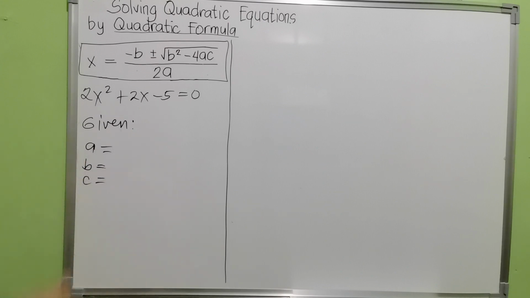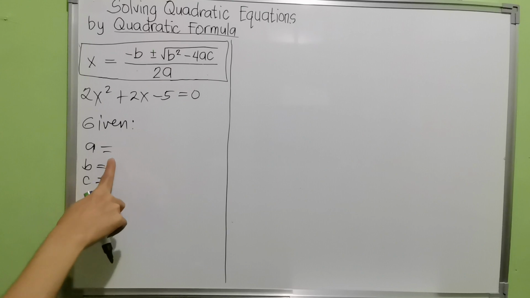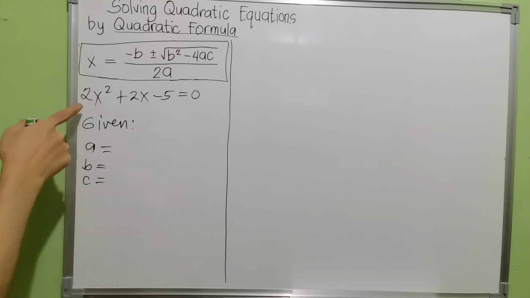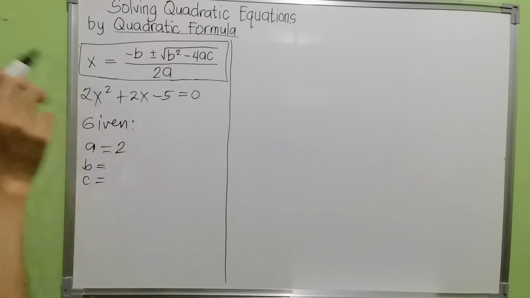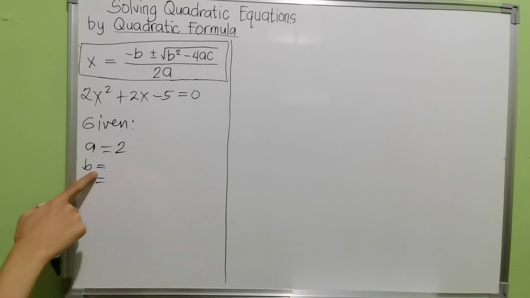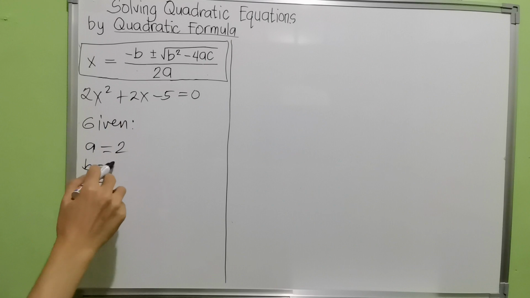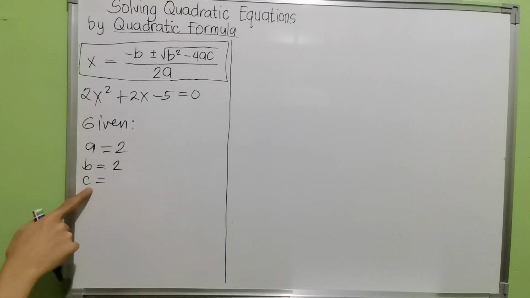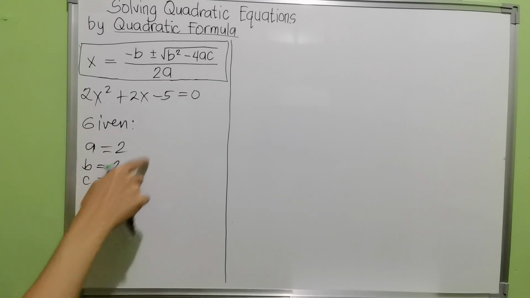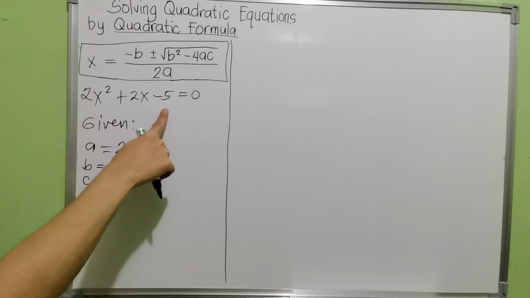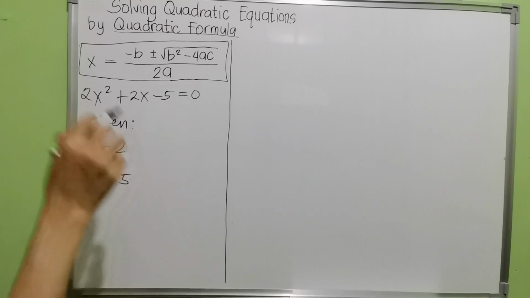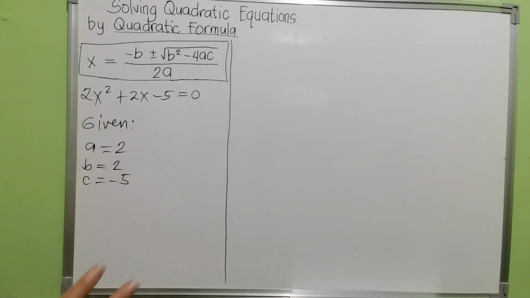The value of a is the coefficient of the first term, which is 2. The value of b is the coefficient of the second term, which is 2. The value of c is the third term, the constant term or whole number, which is negative 5.